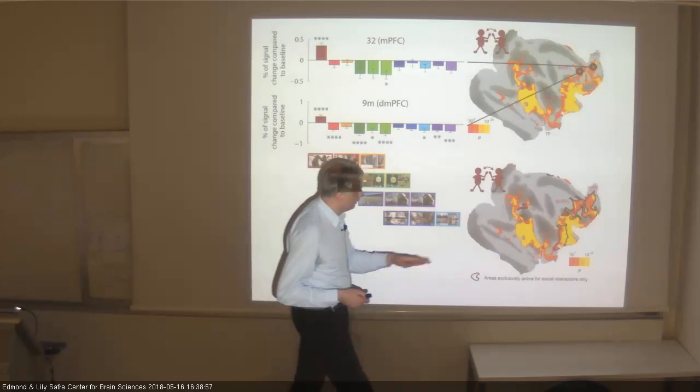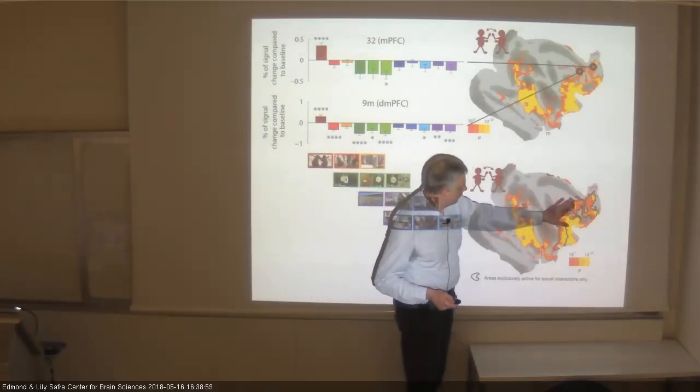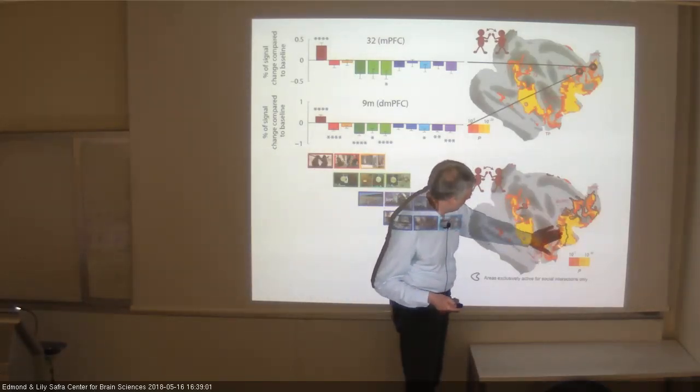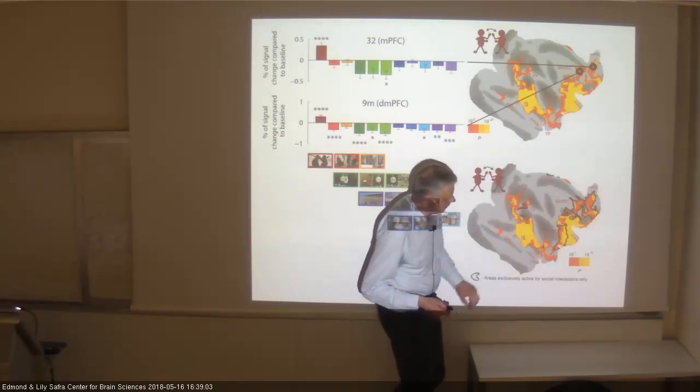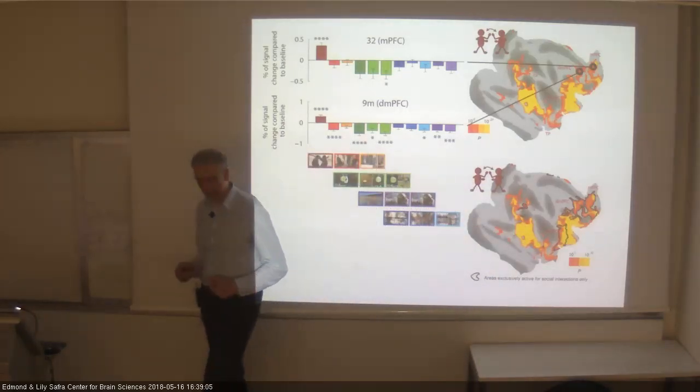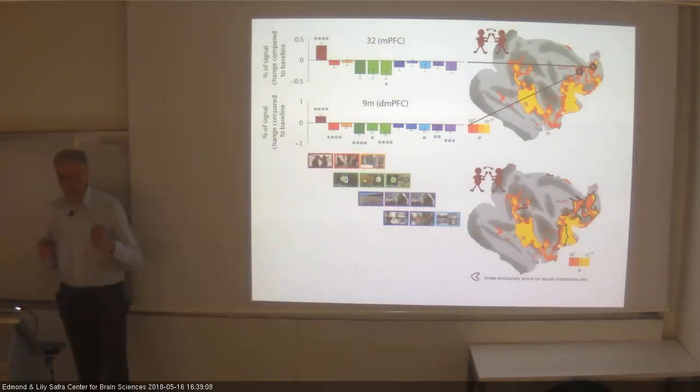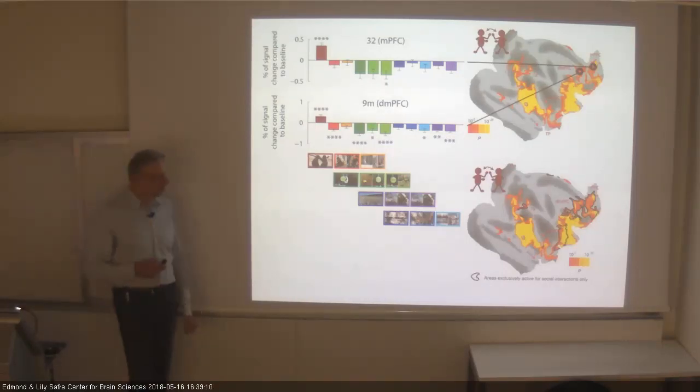And these areas are, again, medial prefrontal cortex, dorsal medial prefrontal cortex, ventrolateral prefrontal cortex, the parietal lobule, and the temporal pole. These are all areas that also in humans are being activated selectively when humans have to make these mental state attributions to others.